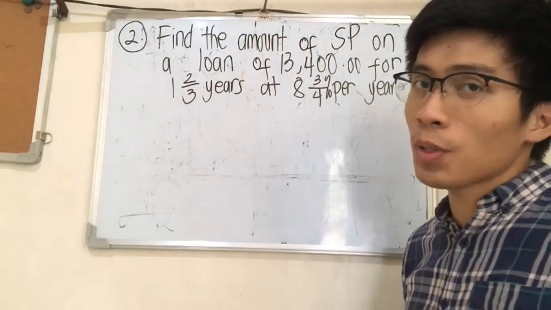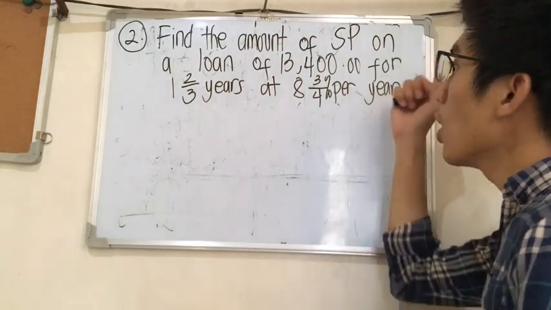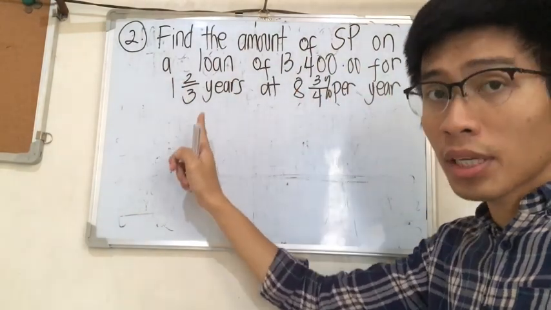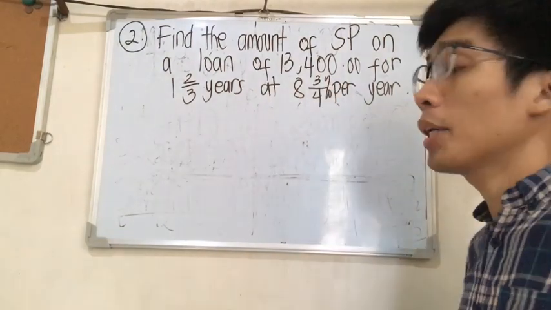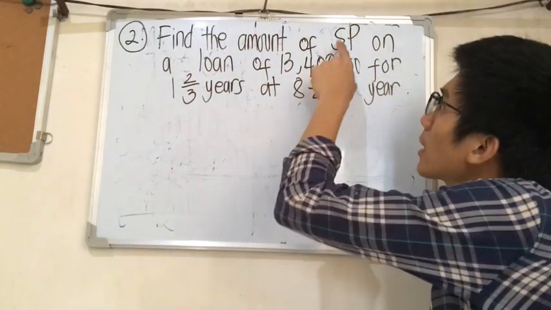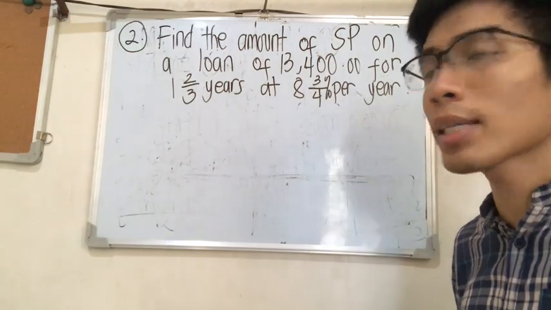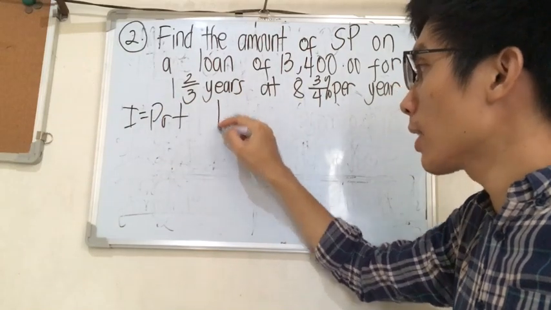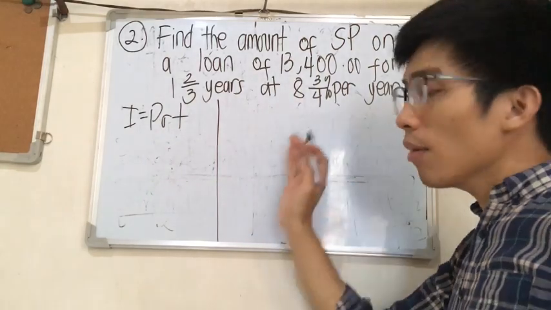For example number 2, the problem is: find the amount of simple interest on a loan of 13,400 for 1 2/3 years at 8 3/4% per year. So let's try to solve this one. And very obviously, this problem is only simple interest. Again, what is simple interest? Simple interest is in the formula of I = PRT. So before that, let's identify the important variables given in this problem.